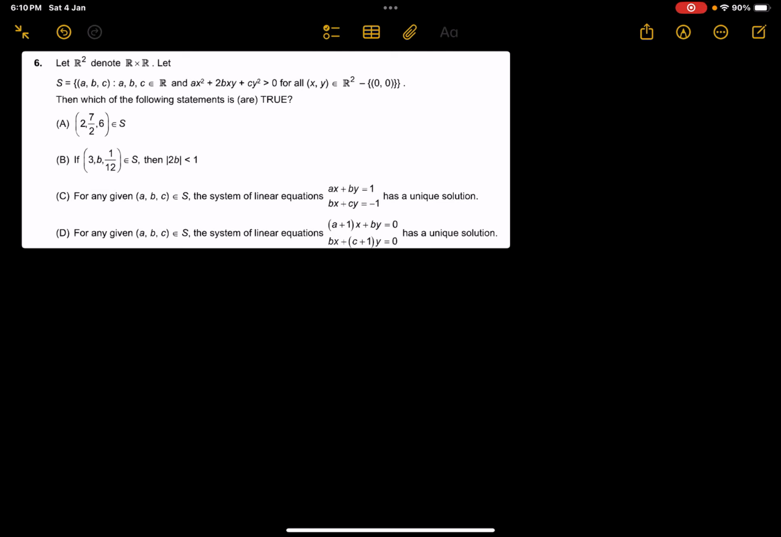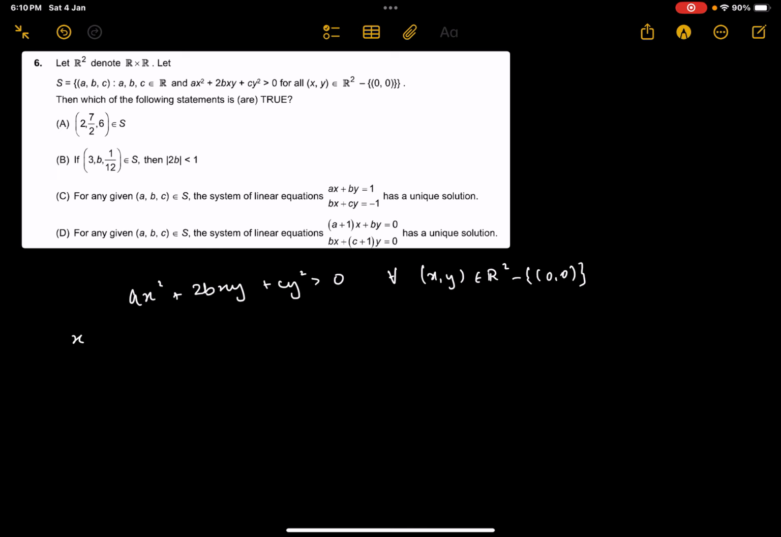In the next question, the only information given in the statement itself is ax² + 2bxy + cy² is greater than 0 for all pairs of real x, y, minus obviously (0, 0). Let's see what all information we can extract from this.